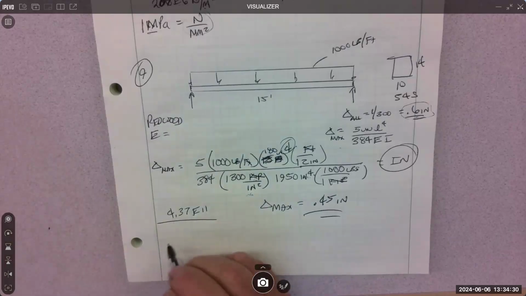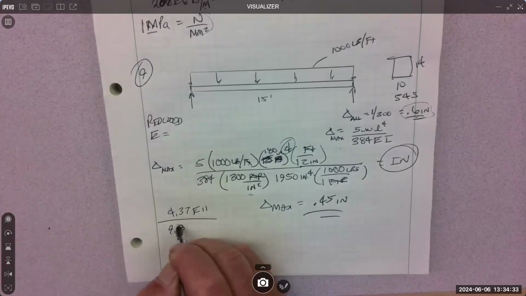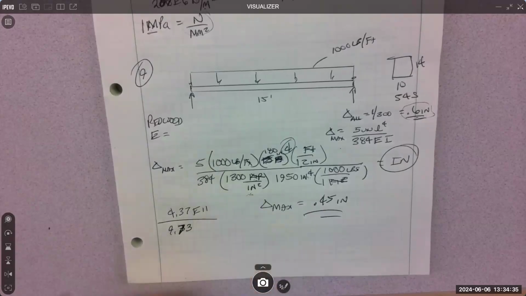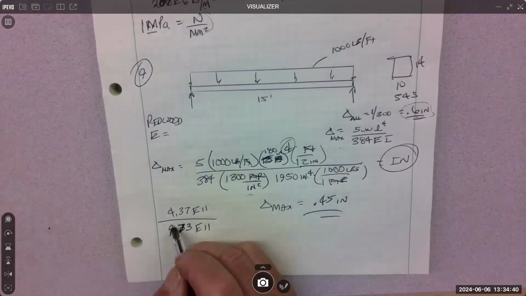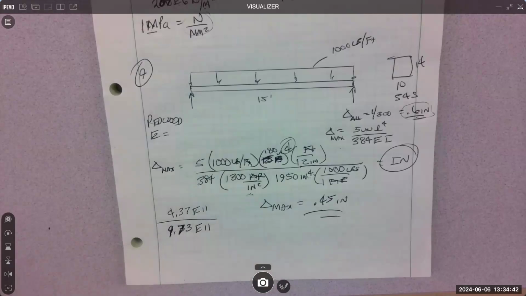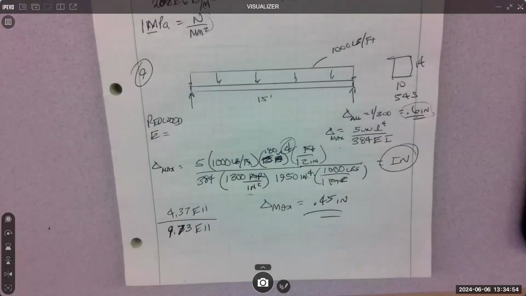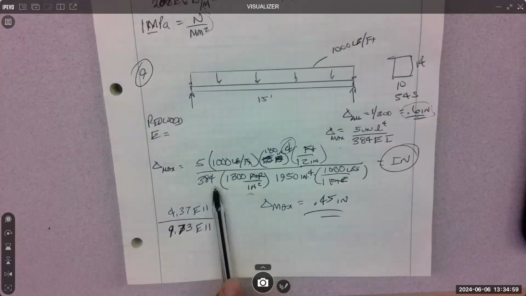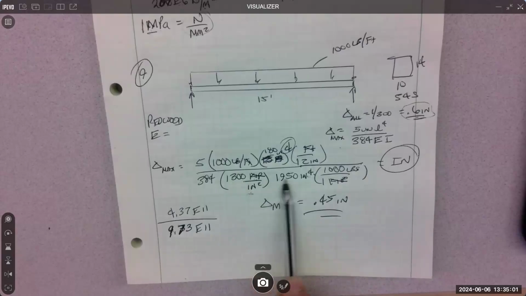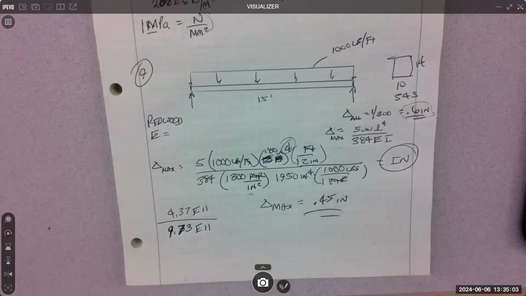Below, I get 9.73 E to the 11. By 1,000, right? All of it, 384 times 1,300 times 1,950 times 1,000. Yep.